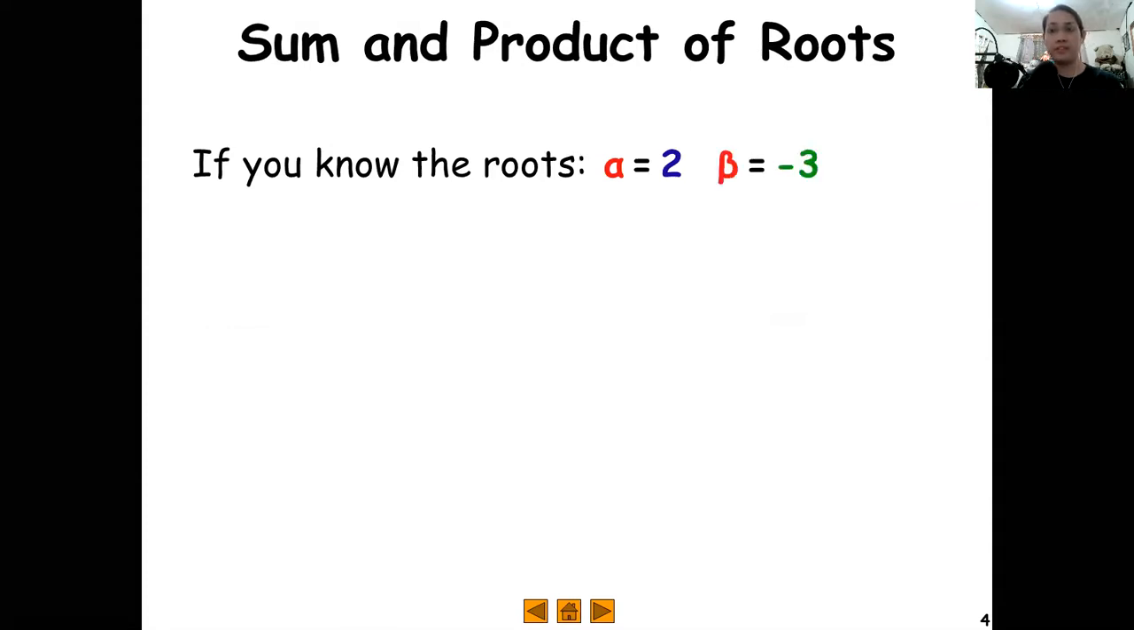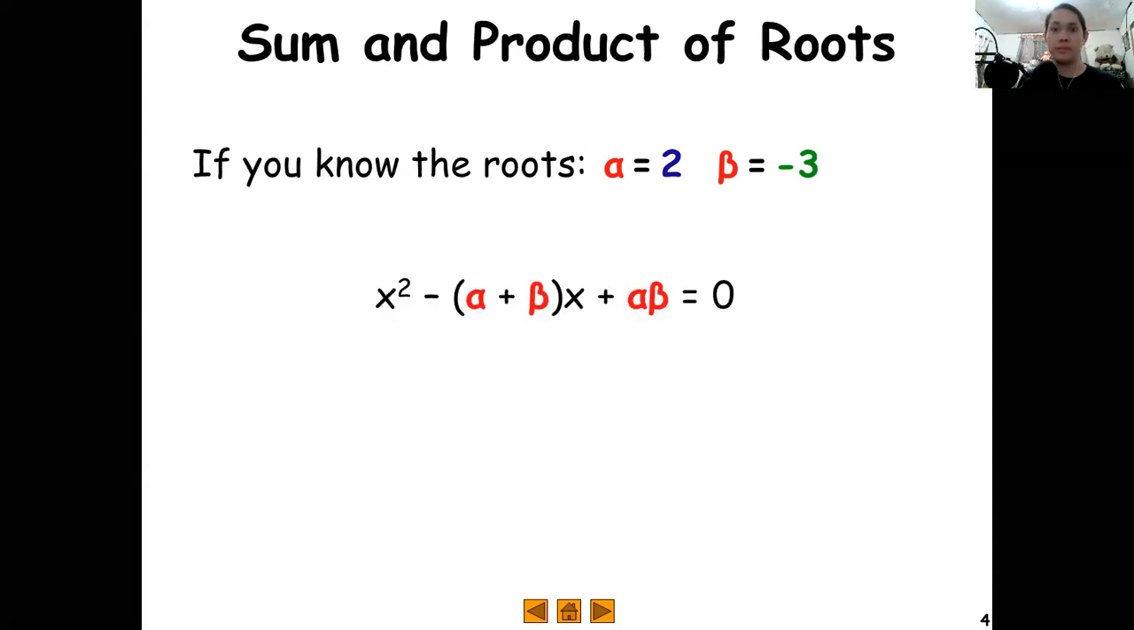Again, a means the first root, b represents your second root. So if you know the roots 2 and negative 3, how will you write a quadratic equation in standard form? How will you write a quadratic equation in standard form if you know the roots of the quadratic equation, or given the integral coefficient of the equation? Example, your first root is 2, your second root is negative 3.